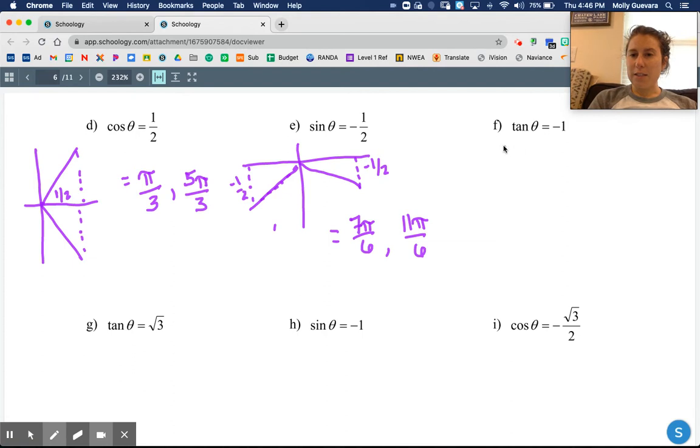Okay, and then the last one is tangent is negative 1. So tangent is negative in quadrant 2, because my x is negative and my y is positive, so my answer will be negative. And then quadrant 4, because my x is positive and my y is negative, so I'll get negative. So what are those angles? This is pi over 4, 2 pi over 4, 3 pi over 4, 4 pi over 4, 5 pi over 4, 6 pi over 4, 7 pi over 4.